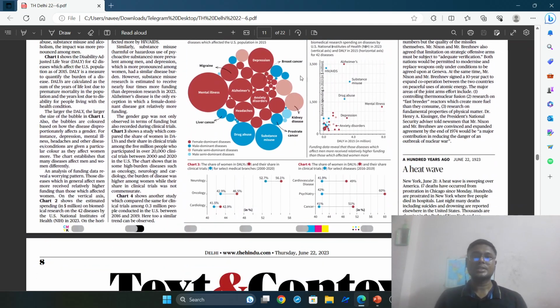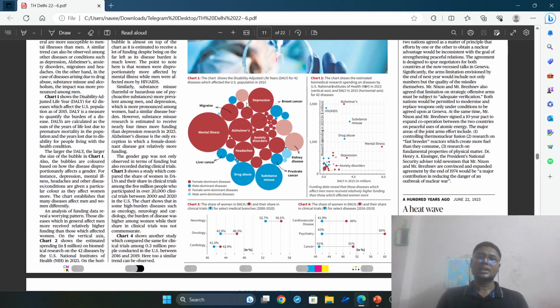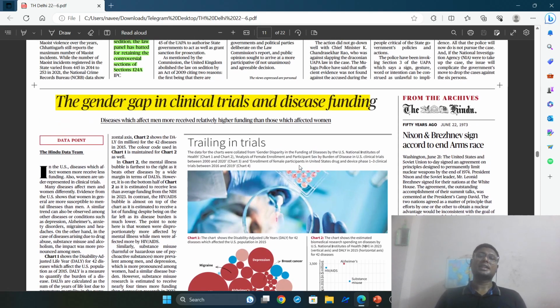We will see the data sheet, guys. This data sheet is about the US citizens. In the US, people are trying to spend more on men-related diseases. They are spending very little on women-related diseases. The bubbles which are given in red color are related to female dominant diseases, and those given in blue or sky blue color are related to male dominant diseases. Basically they are saying, guys, there is a gender inequality in spending regarding diseases.